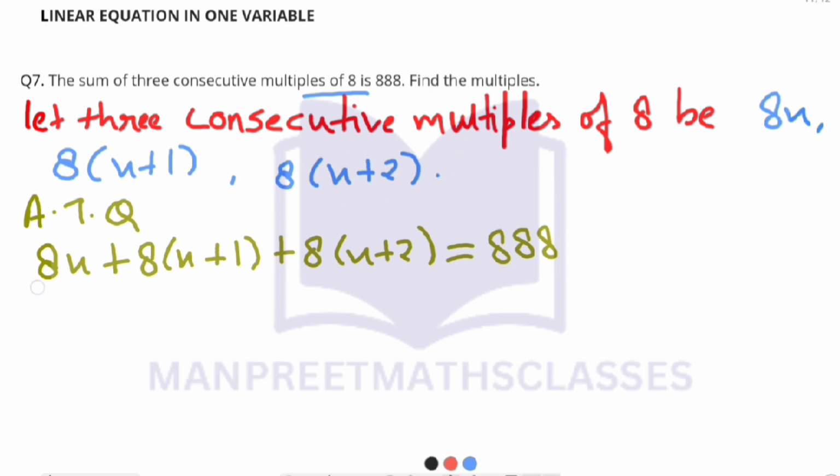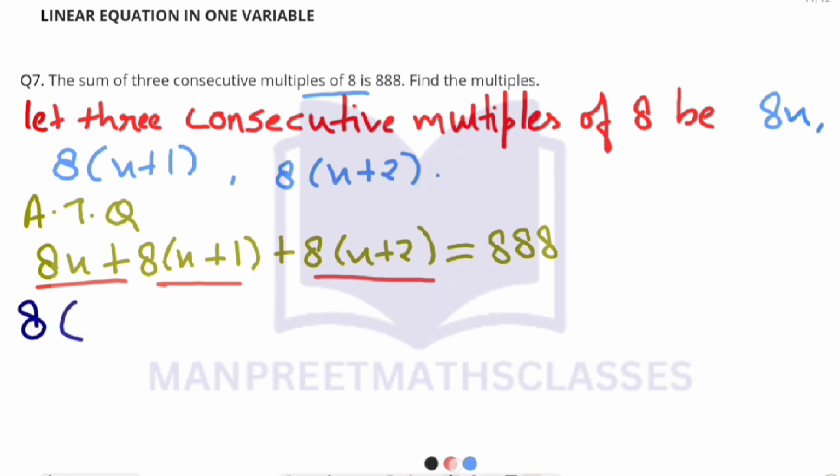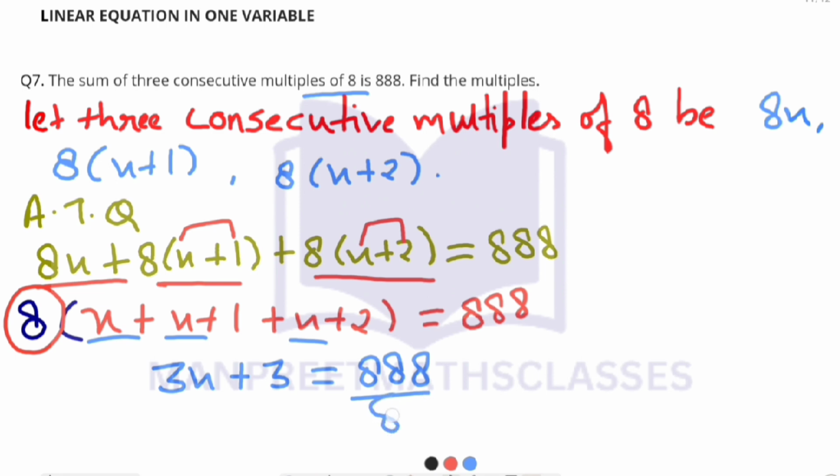sum is 888. Now what is common in these three numbers? 8. So we'll take 8 out. And what is left from each number we are going to write it inside the bracket. So पहले number से x बचा, second number से x plus 1 and third number से x plus 2 is equals to 888. अब ये जो 8 है मल्टीप्लीकेशन में, सो विल ट्रांसफर इट. यहाँ पर कितने x हैं, 3x प्लस 3 इज इक्वल्स टू 888 डिवाइडेड बाय 8.